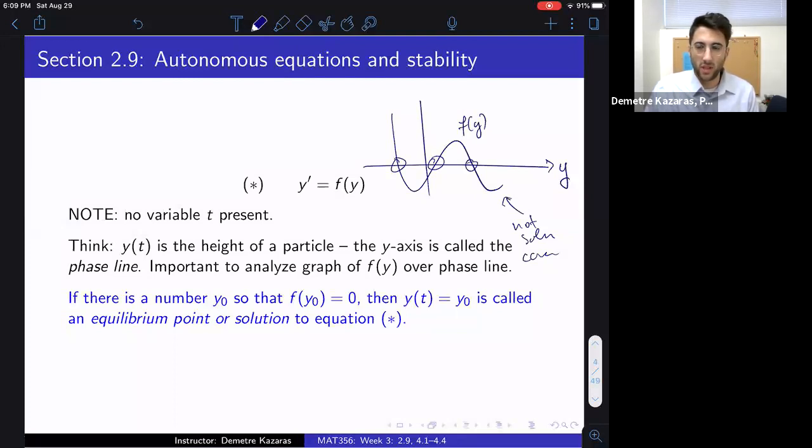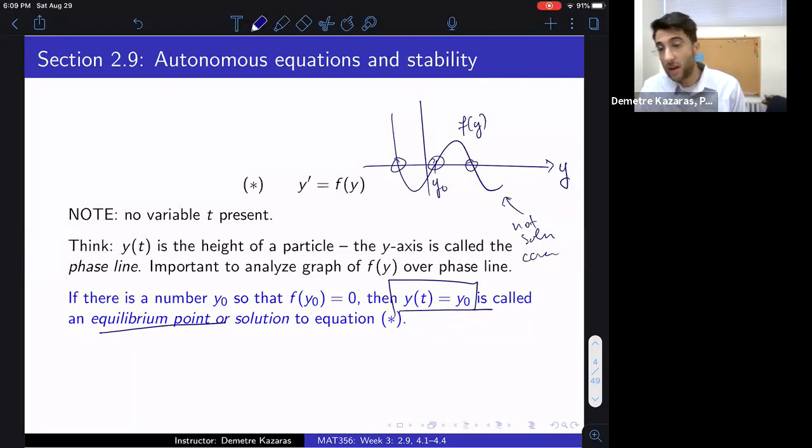We saw this before with some examples in the slope field section, but we'll see it in more detail here. The zeros of the right-hand side will be very important for equations like this. They'll be called equilibrium points. If you have a point, say y0, where the right-hand side of the equation happens to vanish, it's 0, then the constant function y of t equal to y0, just the constant function that's always equal to that value, will be a solution to the equation because the derivative of a constant function is 0.